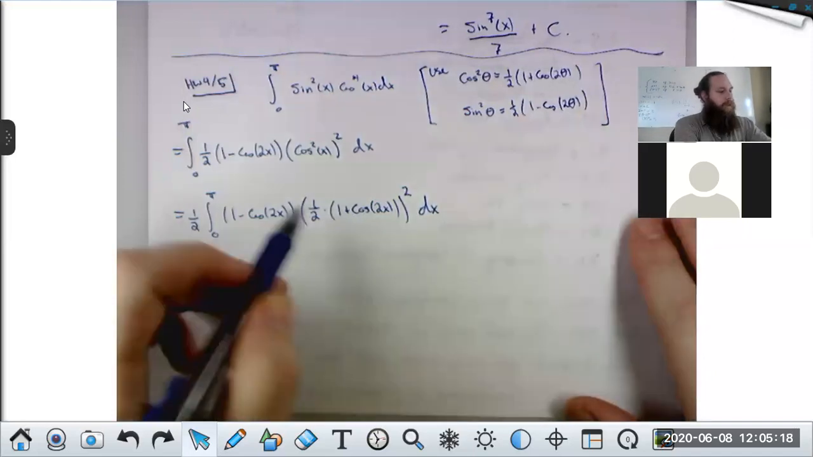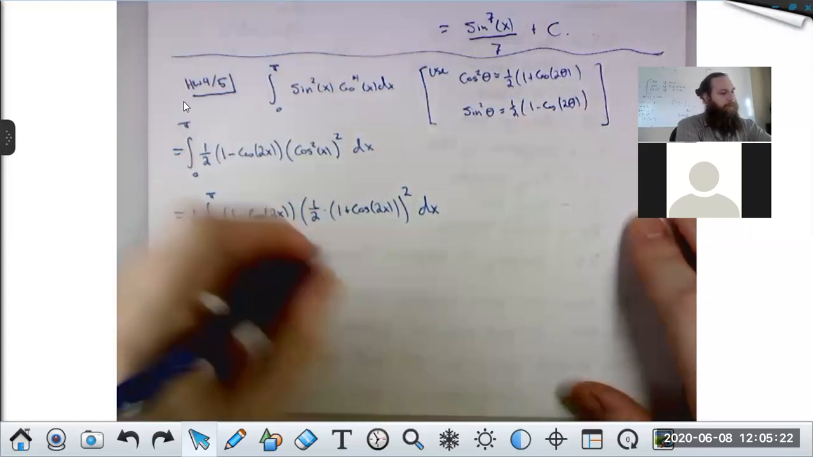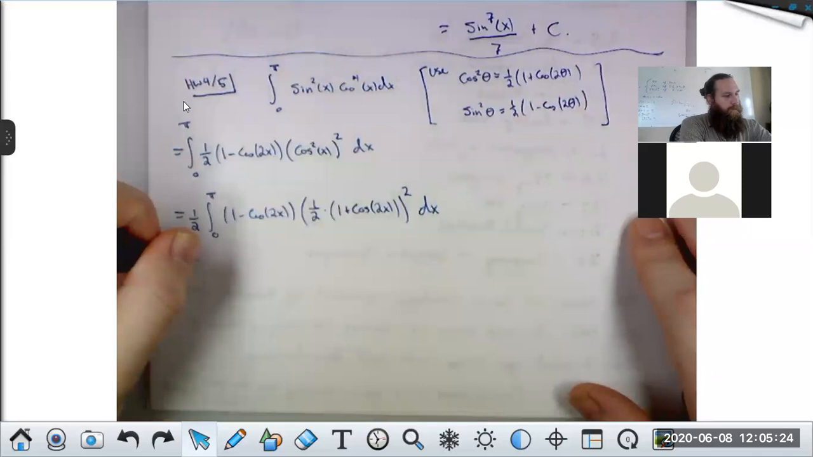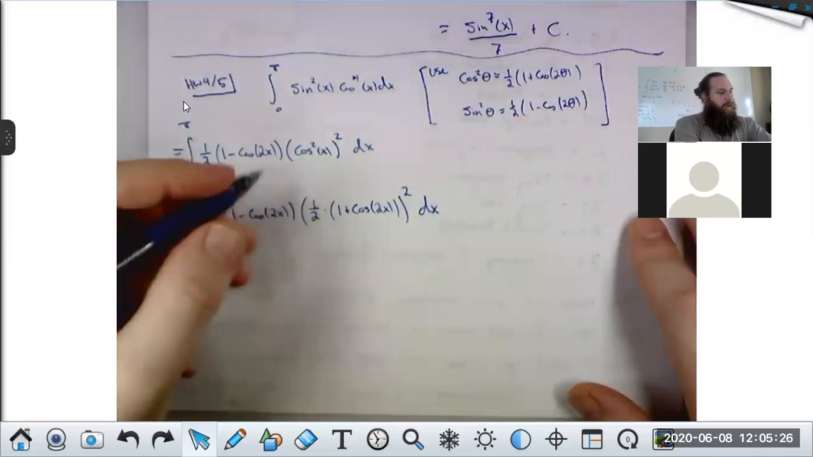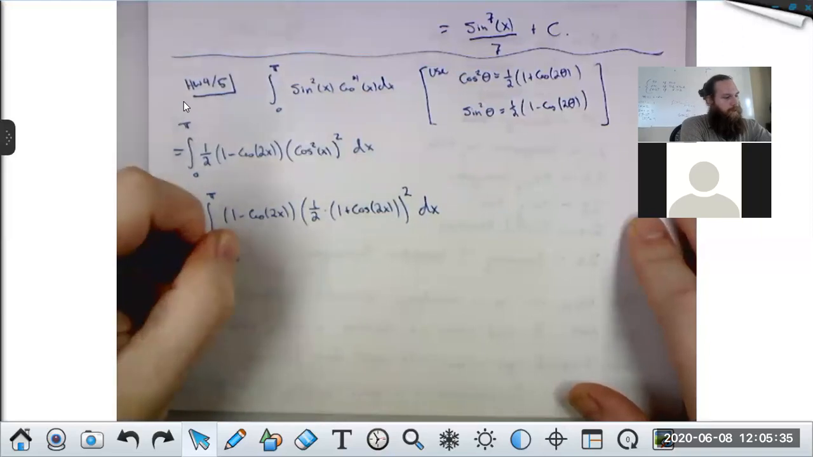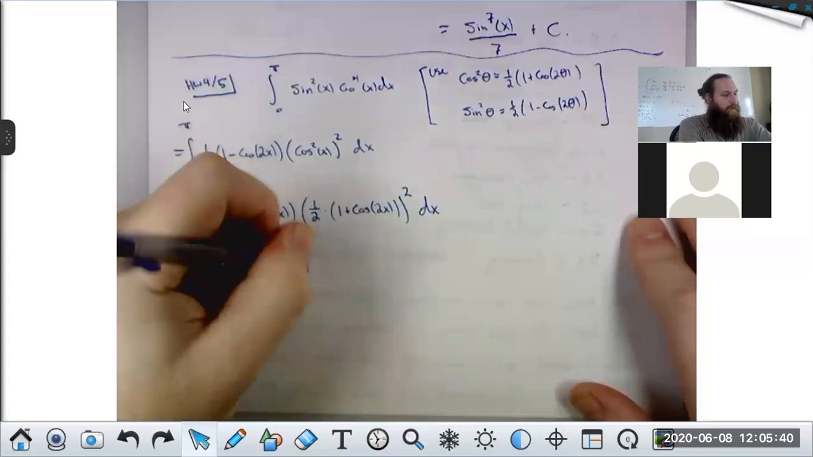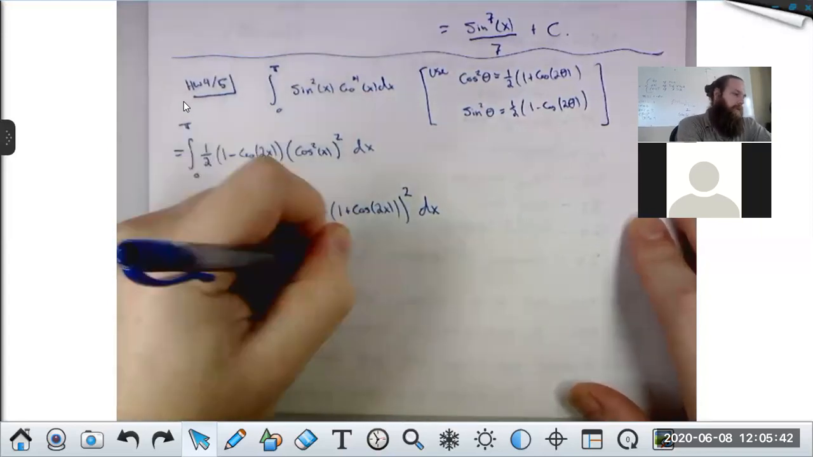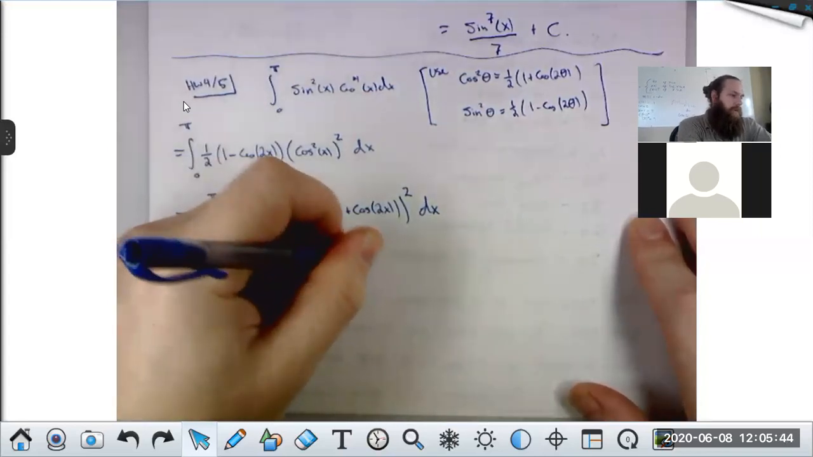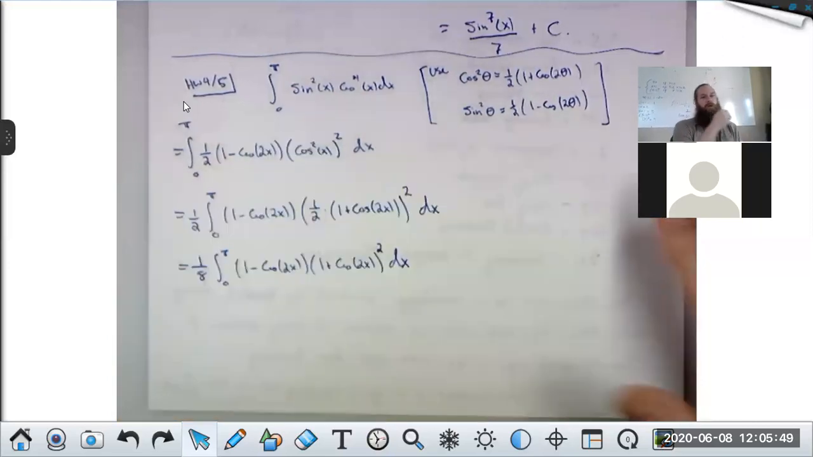I need to give the square to the 1/2 and to the binomial involving cos 2x separately. 1/2 squared is 1/4. I've got a 1/2 out front already, so that will be 1/8 times the integral from 0 to pi of (1 minus cos 2x) times (1 plus cos 2x) squared dx, like that. So just handling the constant term.